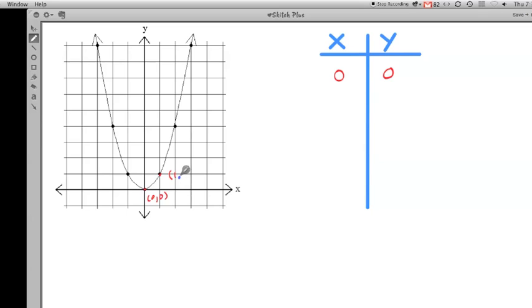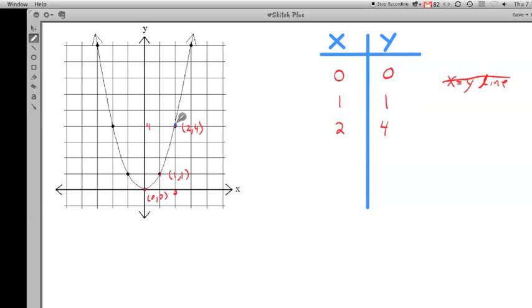But let's look at this point. The point 1, 1 is also on our graph. So when x equals 1, y also equals 1. So maybe we have x is equal to y, but let's look at a few more points and see if we can disprove this. Let's look at this point right here. So when x equals 2, y is equal to, well, it's not 2, it's 4. So this is the coordinate point 2, 4. So when x is equal to 2, y is equal to 4. Well, x equals y, that's obviously not going to work out. That is a line, not a parabola.